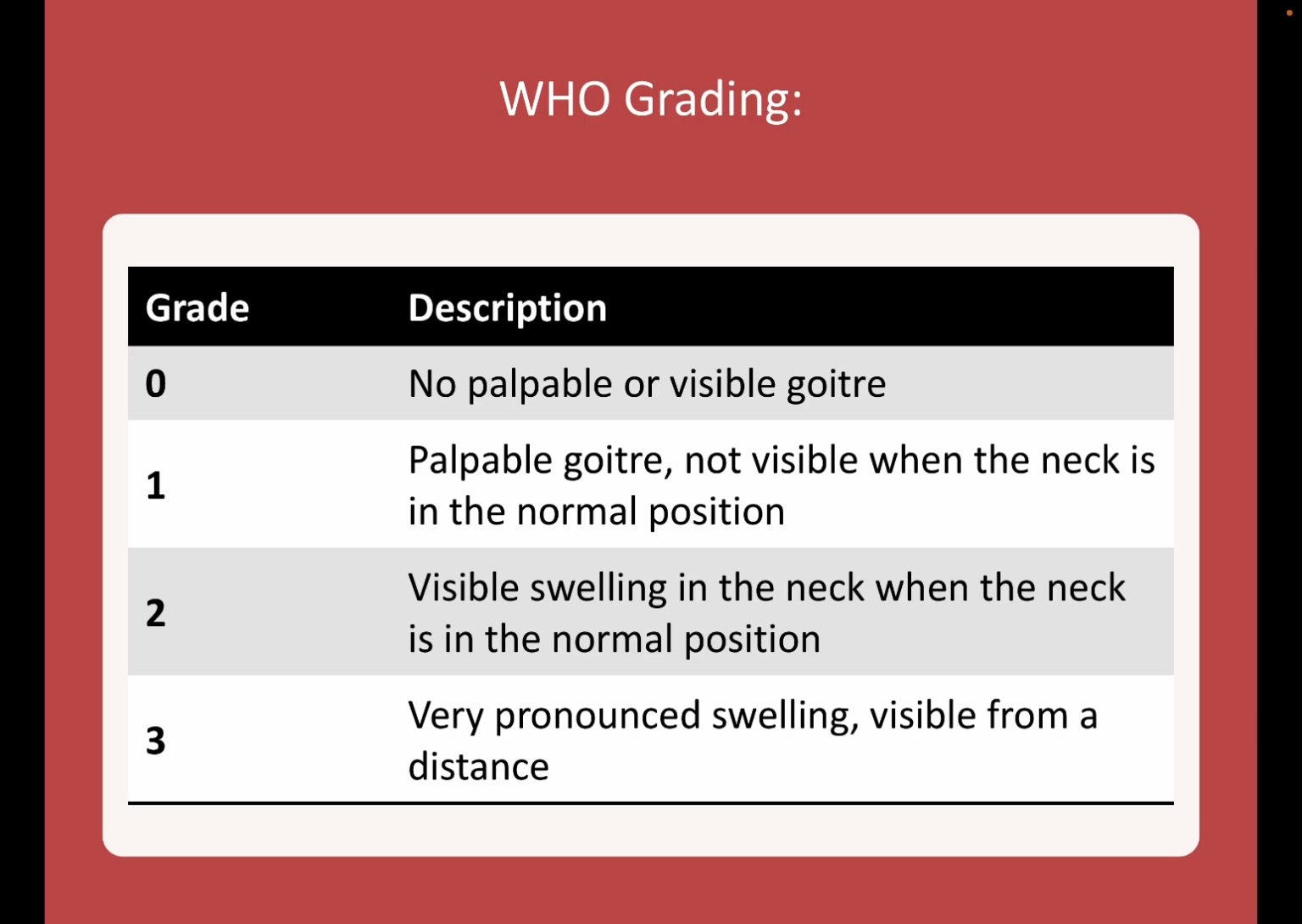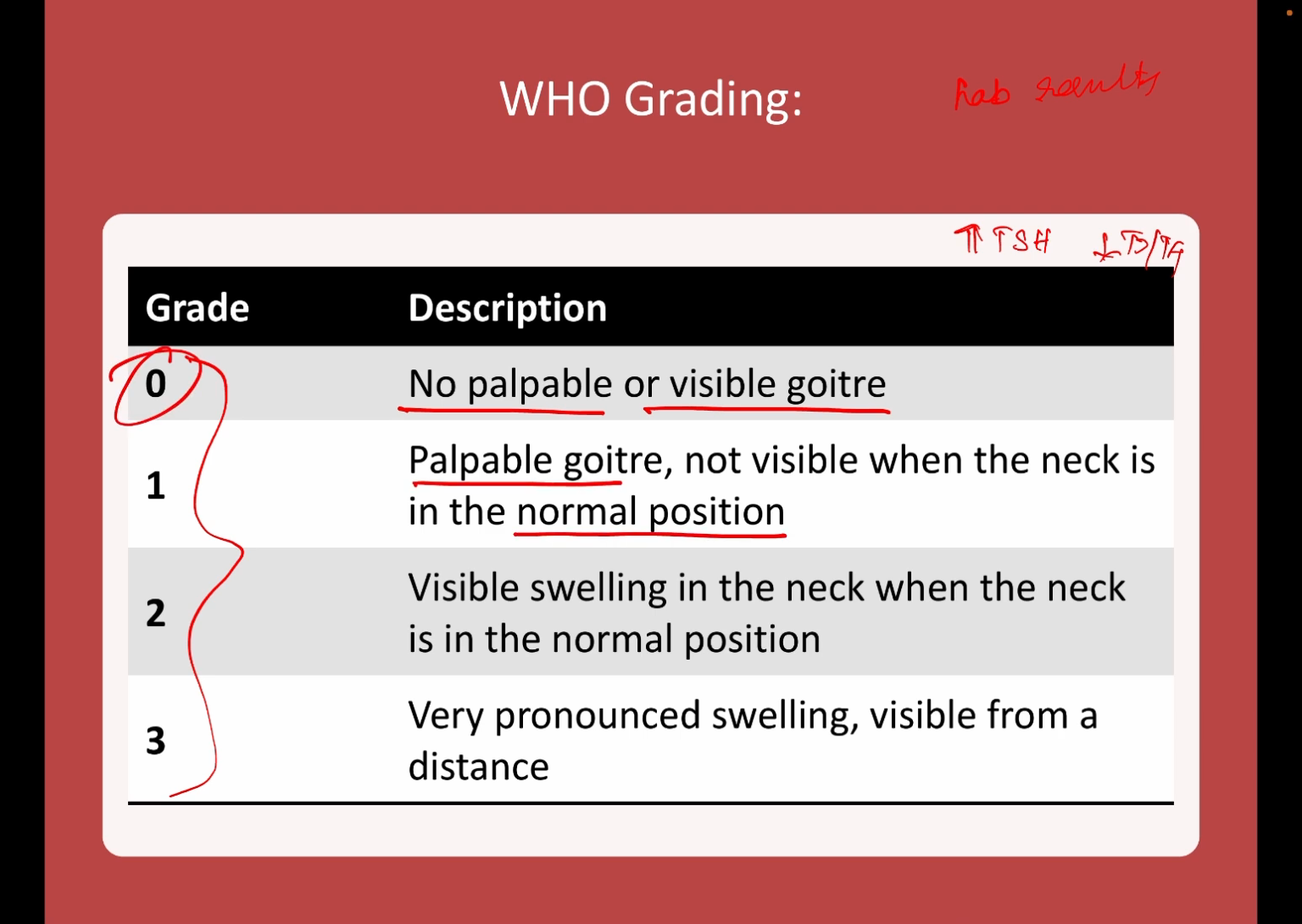So there are four grades: grade 0, 1, 2, 3. When there is no palpable or visible goiter, but lab results show elevated TSH levels with decreased T3 or T4, then we call it grade 0. When there is no visible swelling, but the goiter is palpable when the neck is in normal position, that is grade 1.